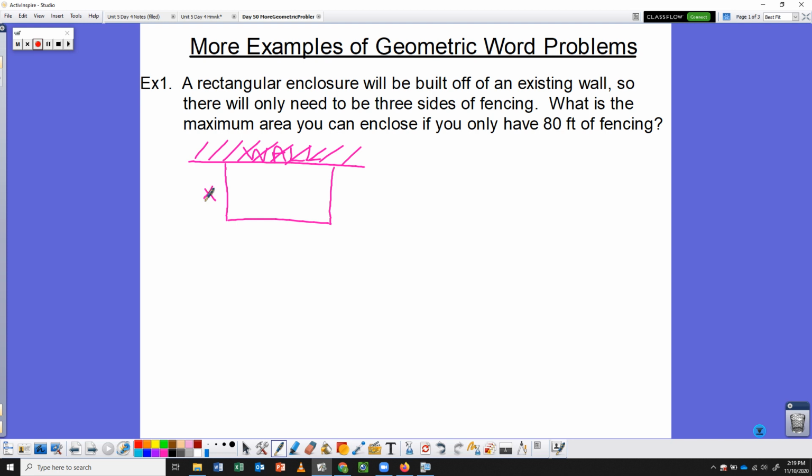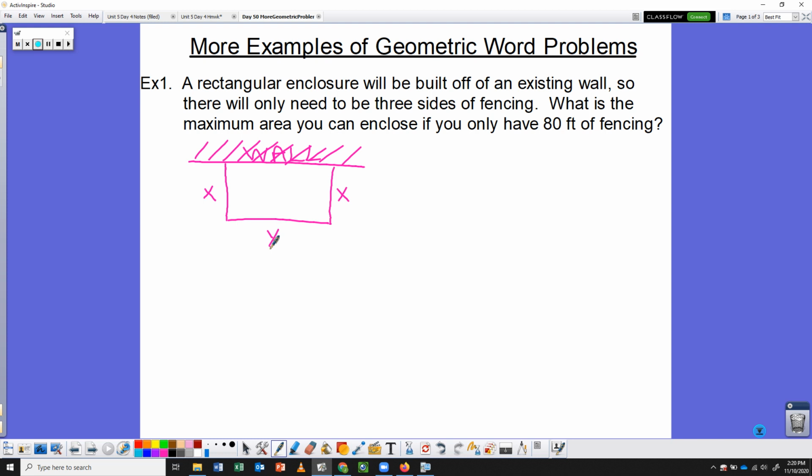And remember that a rectangle has opposite sides equal. So if this left-hand side is x, then the right-hand side is x. This other side right here, I don't know its length, but it doesn't have to be the same as x, so I'm going to call it a different letter. I'm going to call it y.